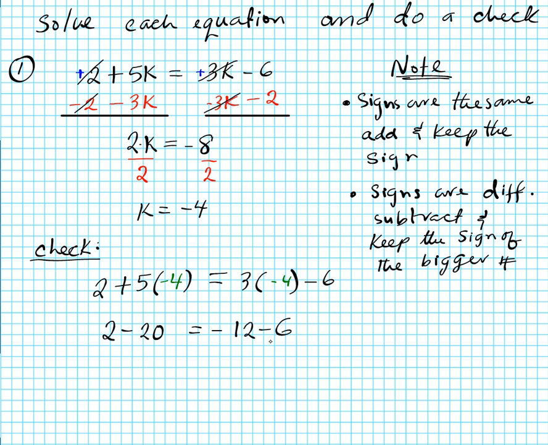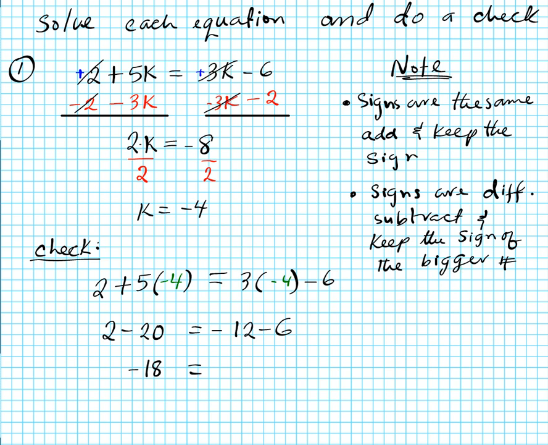Now are these two numbers the same? What is 2 minus 20? Signs are different, so you're going to subtract and keep the sign of the bigger one. Okay, so you're going to subtract these two. 20 minus 2 is 18. Which is bigger, 2 or 20? 20 is bigger, so you keep the minus.